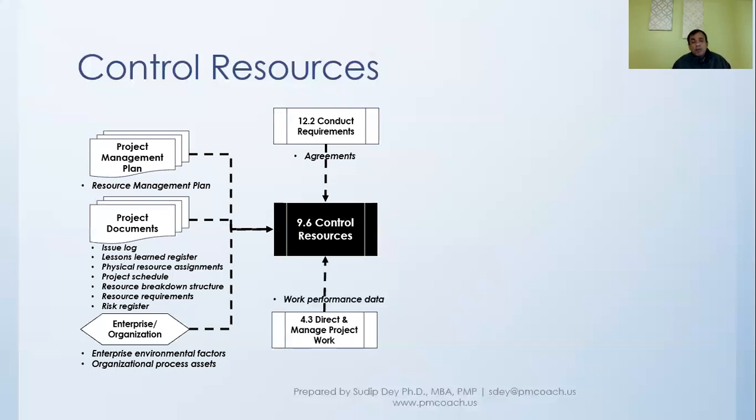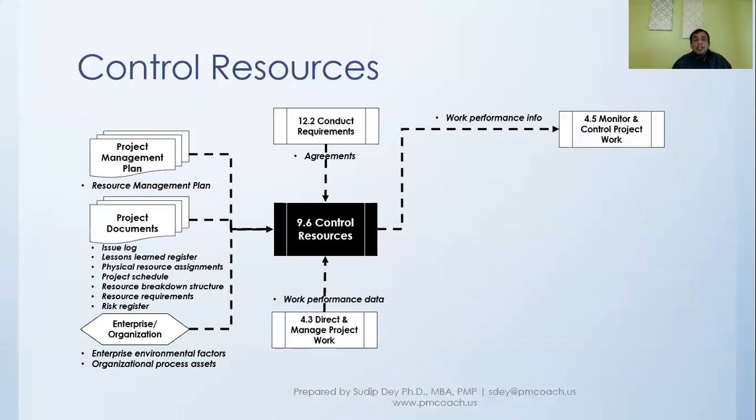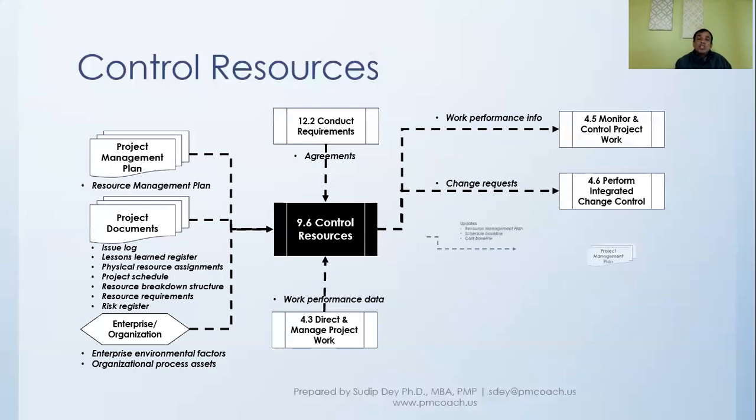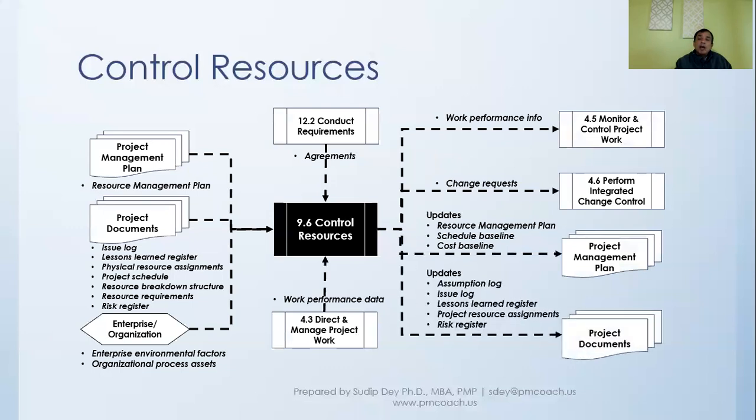And then the work performance data, how we are doing in terms of executing the project. And as a result of this, when we are controlling resources, we will have output into monitoring and controlling project work, which is the work performance information. There might be some changes coming in, which is a change request that will go into change control, and there will be some updates to the project management plan and project documents.